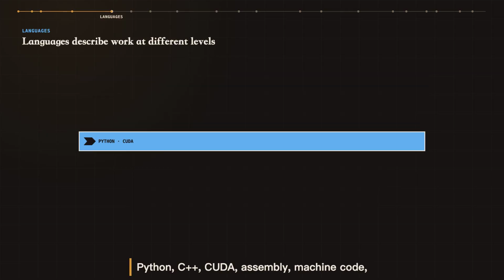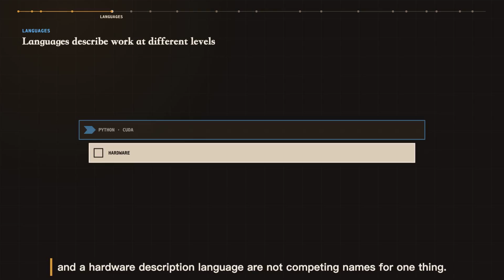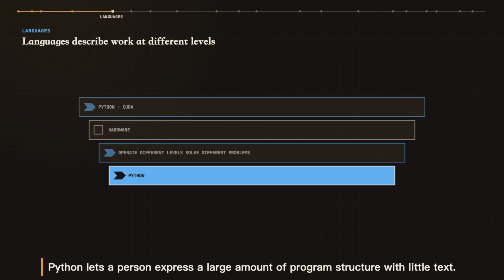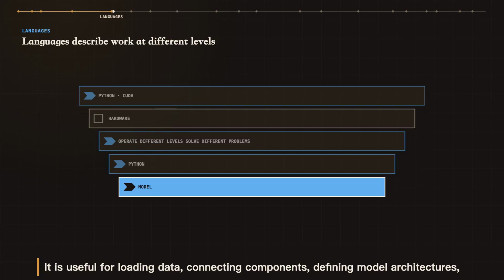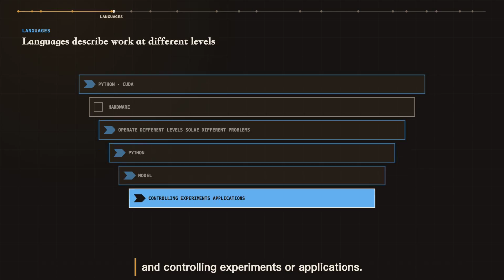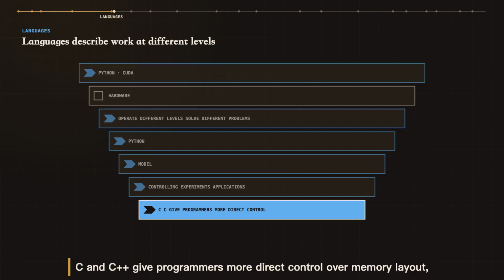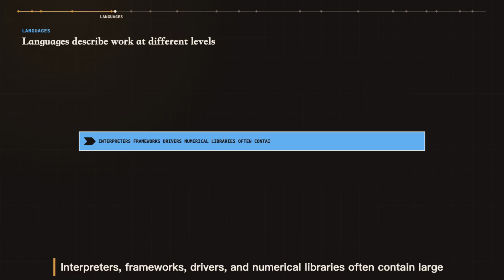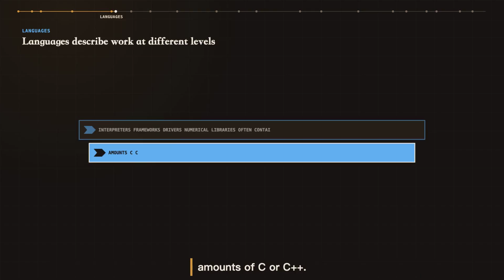Python, C++, CUDA, assembly, machine code, and a hardware description language are not competing names for one thing. They operate at different levels and solve different problems. Python lets a person express a large amount of program structure with little text. It is useful for loading data, connecting components, defining model architectures, and controlling experiments or applications. C and C++ give programmers more direct control over memory layout, data structures, operating system interfaces, and performance. Interpreters, frameworks, drivers, and numerical libraries often contain large amounts of C or C++.